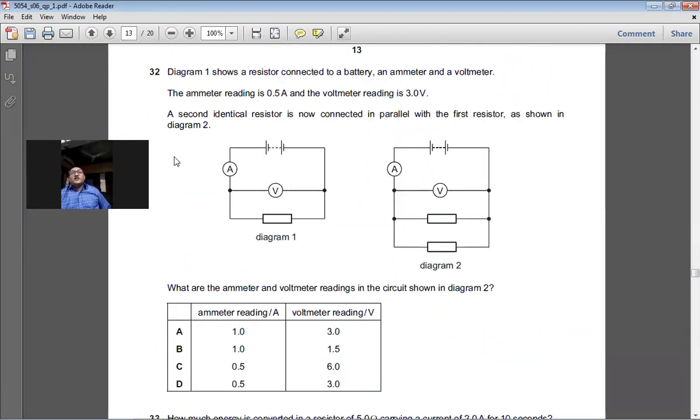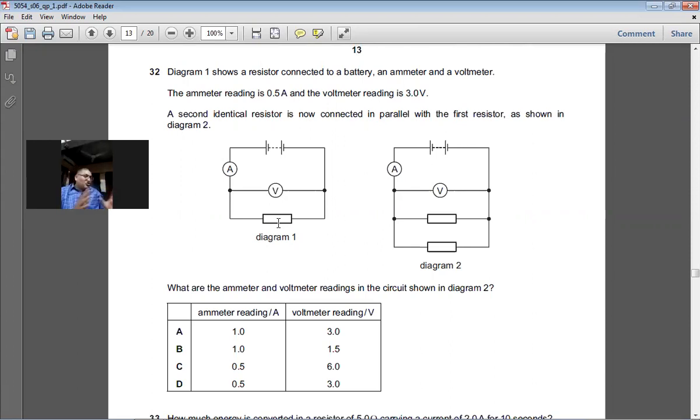So question number 32 is showing up on your screen. He says diagram 1 shows a resistor connected to a battery, an ammeter and a voltmeter. The ammeter reading is 0.5 ampere, and the voltmeter is showing 3 volt. So I can find the resistance of this resistor. V equals IR. I know the voltage drop, that is 3 volt. I know the current, that's 0.5 ampere.